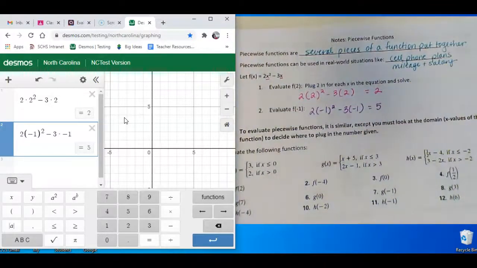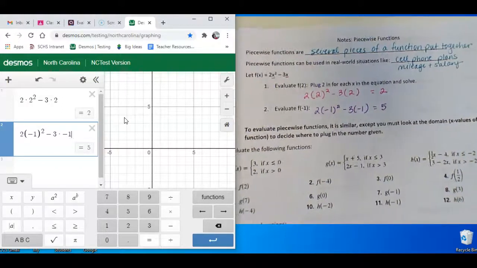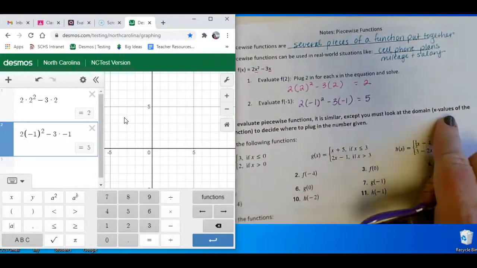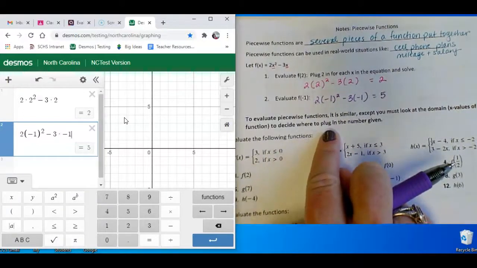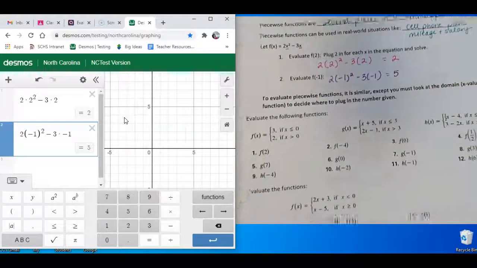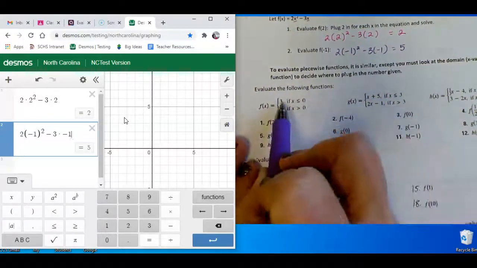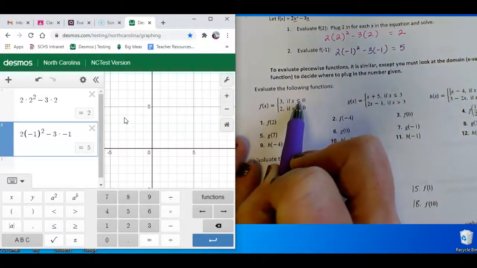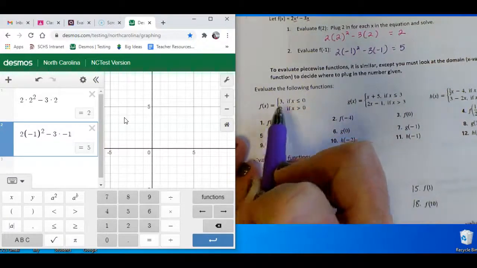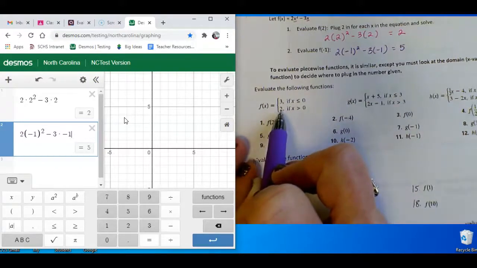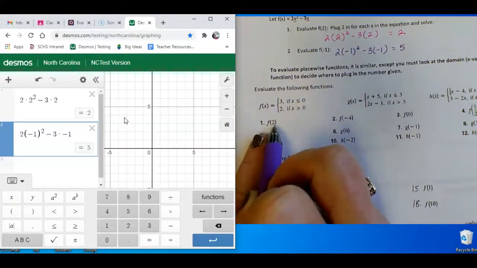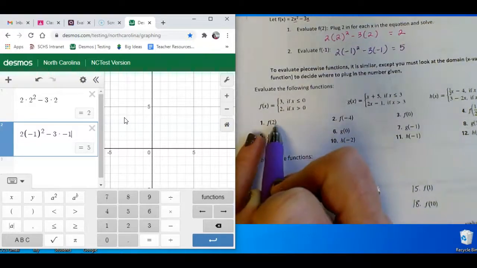So that was just a little side note about evaluating functions, because to be able to evaluate piecewise functions, you have to evaluate just normal functions. Okay? All right. So piecewise functions, it's similar, except you have to look at the domain of the function to decide where to plug it in. Okay? Let me explain what that means. So here's f of x. F of x is 3 if x is less than or equal to 0. F of x is 2 if x is greater than 0. So in number 1, it wants me to find f of 2.